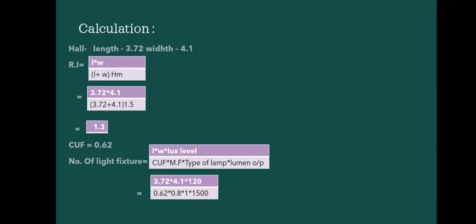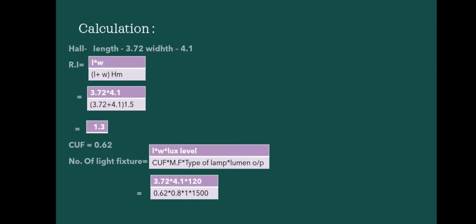In this slide, we made the calculations for the hall. We have taken the length as 3.72 meters and width as 4.1 meters, which are given in the layout of the 1 BHK flat, and the height HM is equal to 1.5 meters. By using the formula of room index, we get the value of 1.3. By referring to the data sheet for utilization factor, we can conclude the value of the common utilization factor, that is 0.62.